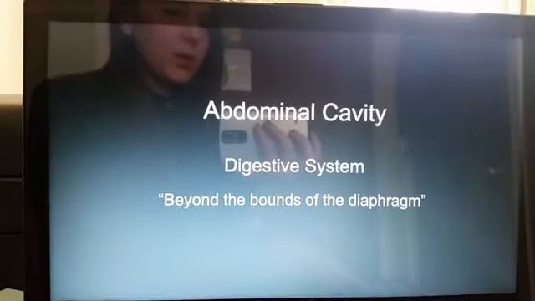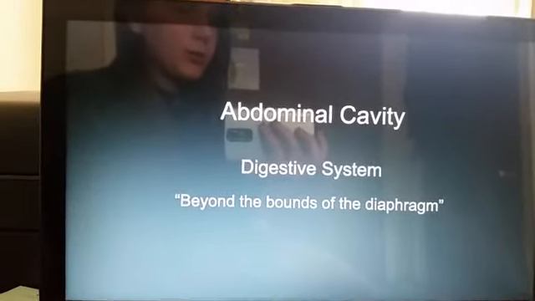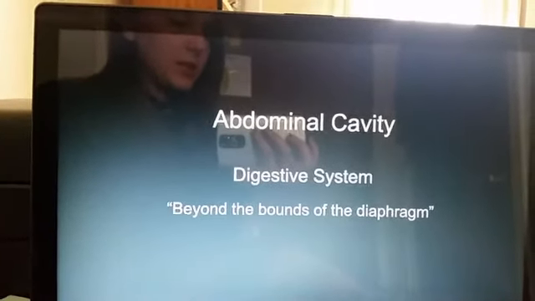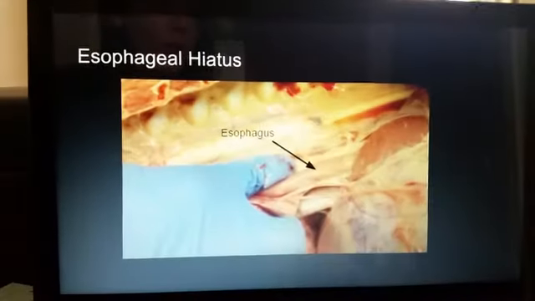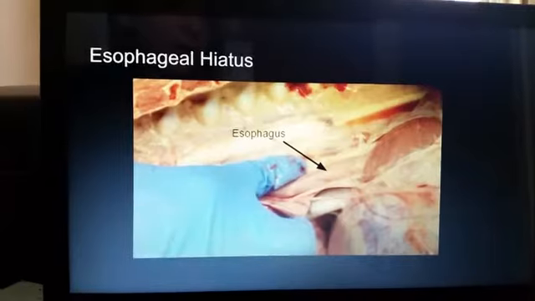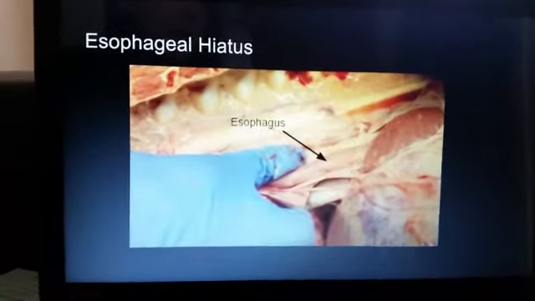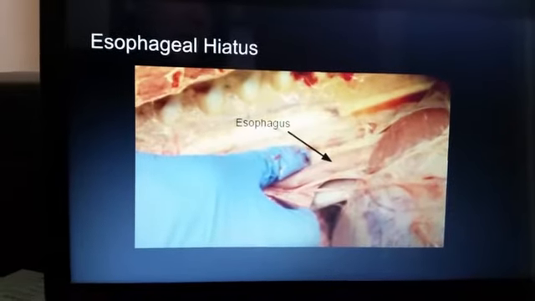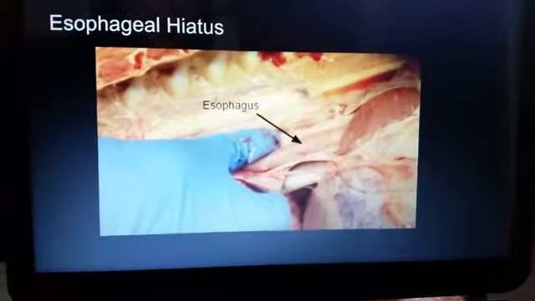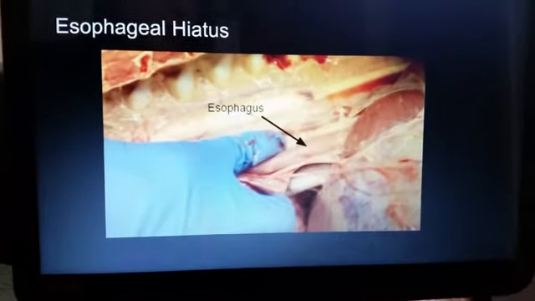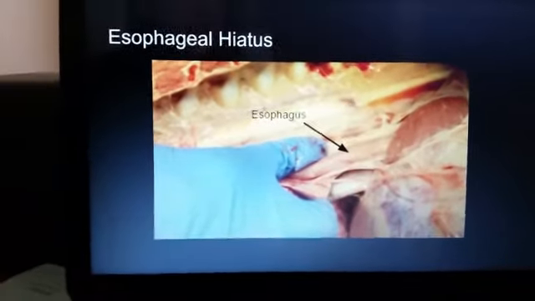Once you've covered the outer muscles, you can start looking into the abdominal cavity, where you'll be able to see aspects of the digestive system, the urogenital system, and the reproductive system. The first thing to look for after cutting into the abdominal cavity is the esophageal hiatus. That is where the esophagus passes through the diaphragm into the abdominal cavity. The abdominal cavity is lined with a serous membrane that helps to lubricate and keep everything in place. This membrane is known as the peritoneum.